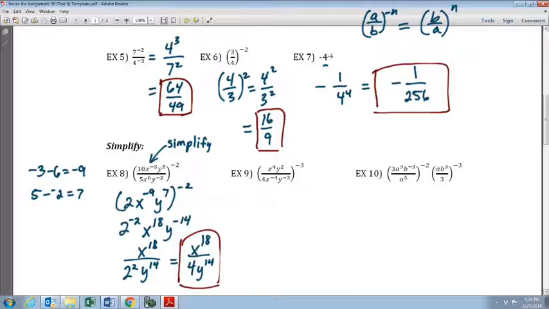So number 9 is very similar to number 8, a little bit different, but the same idea. So you may want to try it on your own and then check the video.